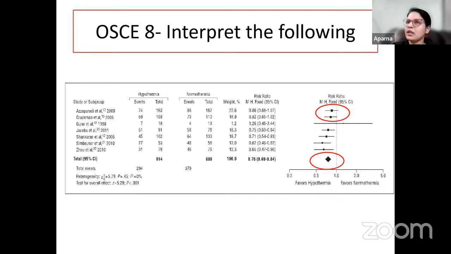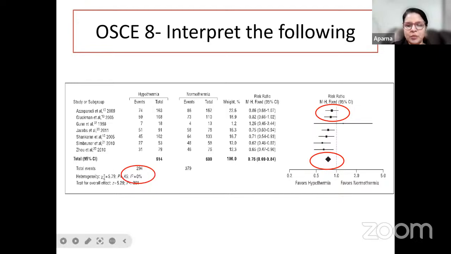And how much reduction it can achieve is represented by the exact point estimate. So here the point estimate of the pooled RR is 0.76. So an RR or relative risk of 0.76 means that there is a 24% reduction in the occurrence of the outcome with the intervention versus without the intervention. And this relative risk can vary between 0.69 to 0.84. So again, the reduction in the outcome can vary between 31% to 16%.